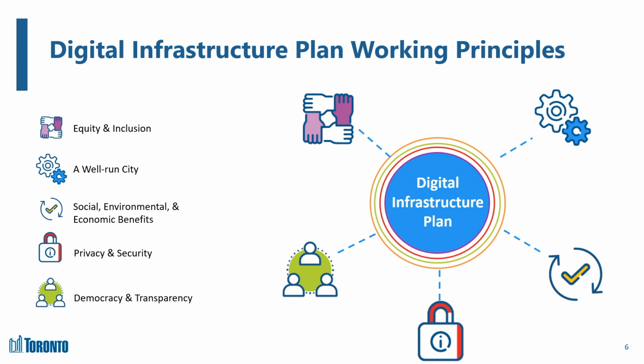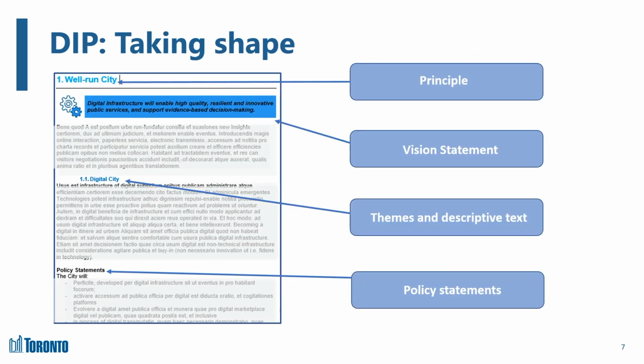Each principle has an associated vision statement which expands on the intent and meaning of that principle. This slide helps show how the DIP is taking shape so that you can conceptualize how it is organized and what it will look like. We are using the principles as the main organizing element of the document. Each principle will have its own chapter. We are drawing on the themes embedded within each principle or within each vision statement to expand upon the intent and objectives as they relate to the vision that we and you have for our city.